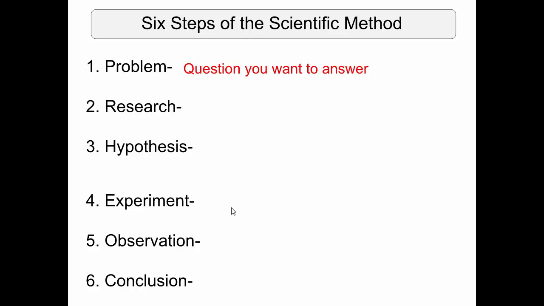The second step before you can really set up an experiment is you have to know some things about what you're studying. And that's where research comes in. Research is sort of gathering up some background knowledge so that you can actually set up your experiment.